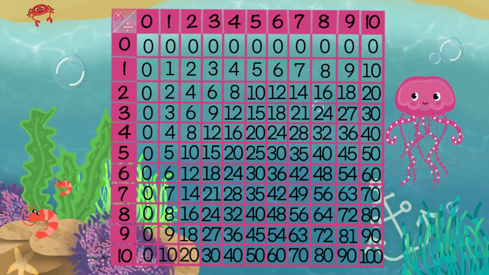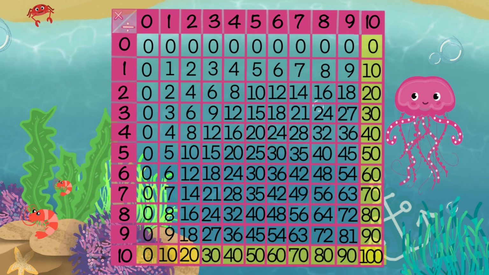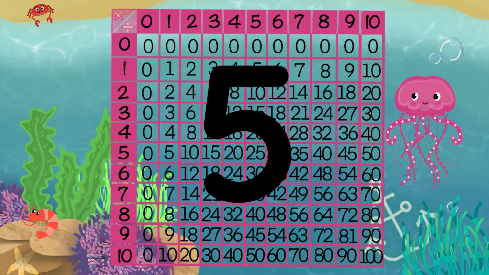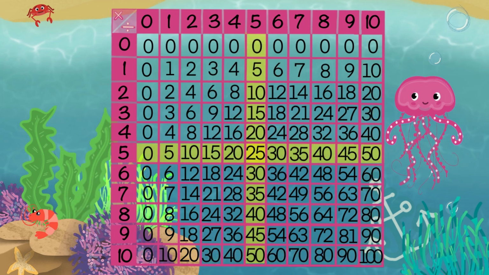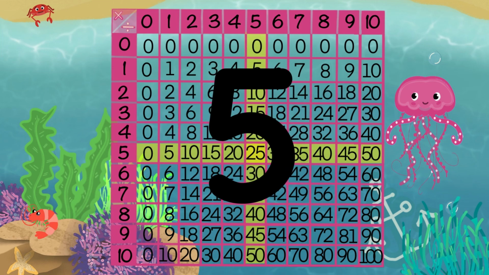Let's shift our focus to multiples of 10. Looking at our tens, we can easily see that any number multiplied by 10 ends in a 0. How about 5? What do you notice about multiples of 5? If you say they end in zeros and 5s, you'd be right. Any number multiplied by 5 will have a product ending in 0 or 5.